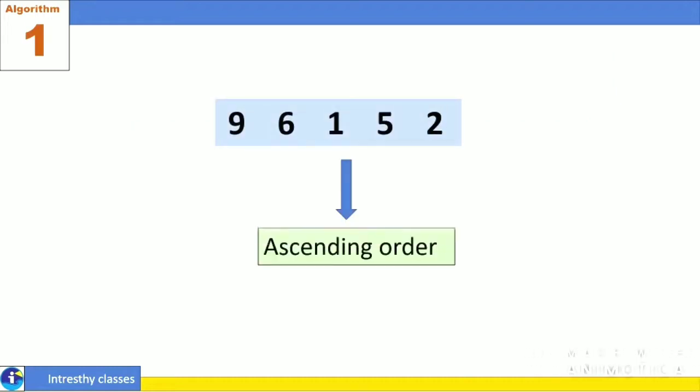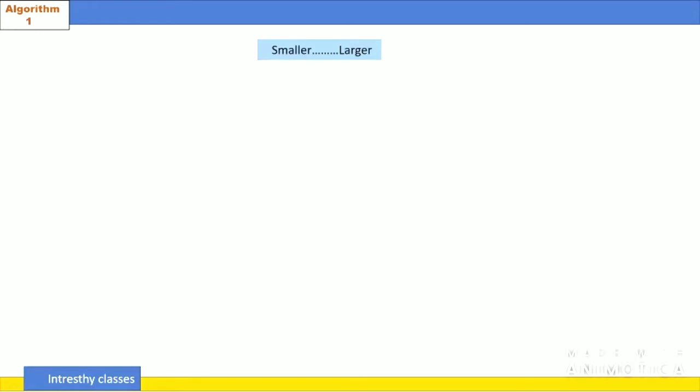So this is the number which we want to sort in ascending order, means smaller to larger, using bubble sort algorithm. Let's understand first how internally it works, then we will see practical execution of this algorithm. So let's understand.